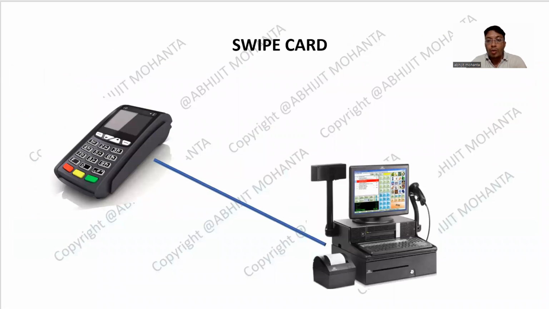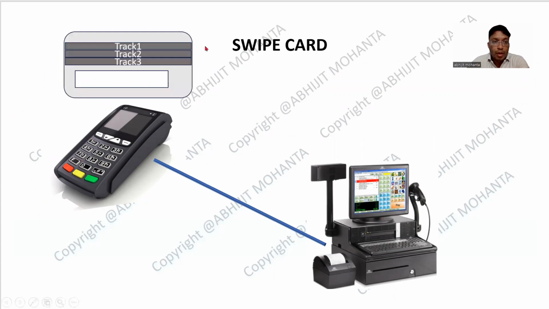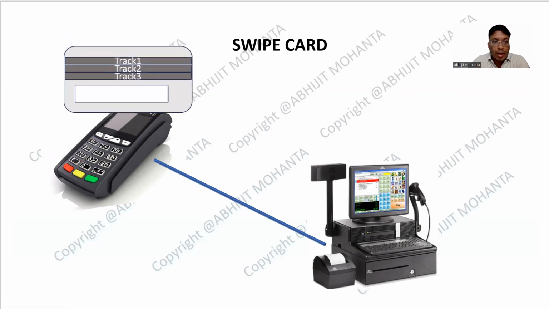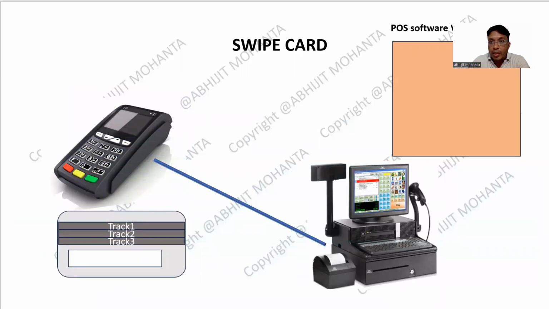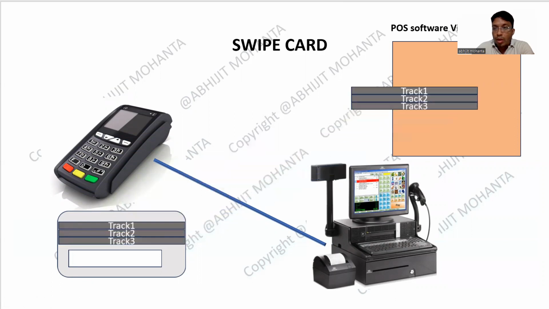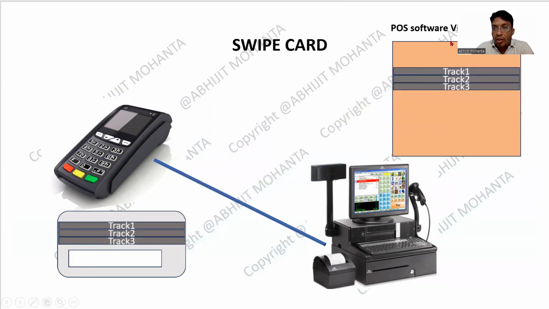So let us see how a POS machine works. Basically, your POS device is connected to one CPU, you can say. So this is the credit card, and what happens when you swipe the card? When you swipe the card, the track 1 and track 2 information is going to the virtual memory of the POS software.